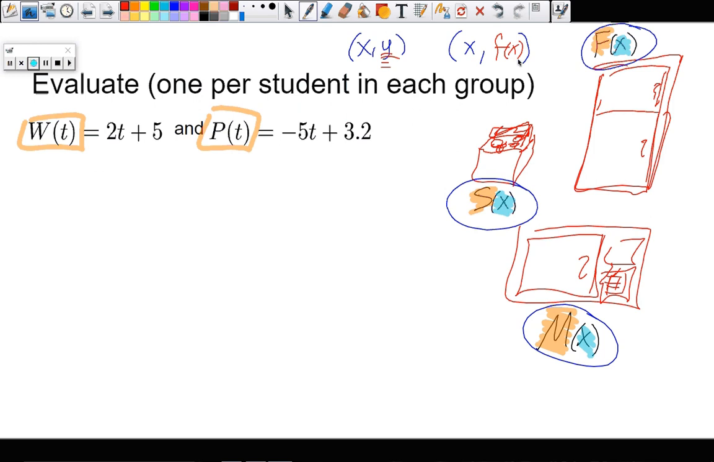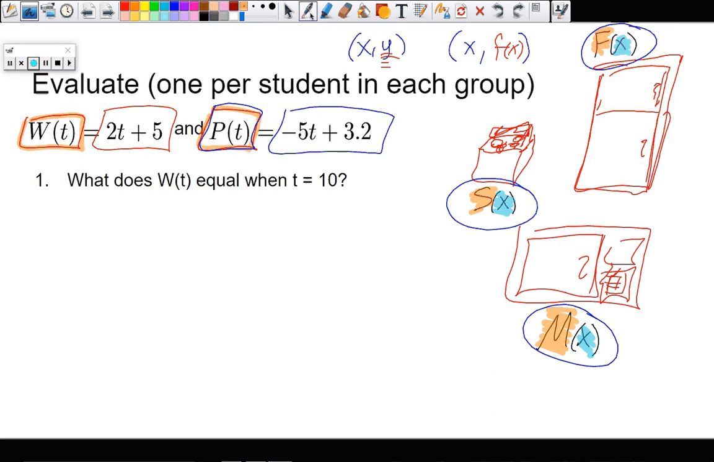Okay. Here we go. Think about it like a machine. This machine's job is to take a number, multiply it by 2, and add 5. Any number you give it, it will multiply by 2 and add 5. You with me? p of t's job is to take a number, multiply it by -5, and add 3.2. Those are the operations of those two particular functions. Are we good?